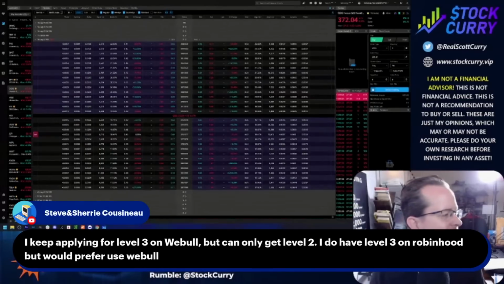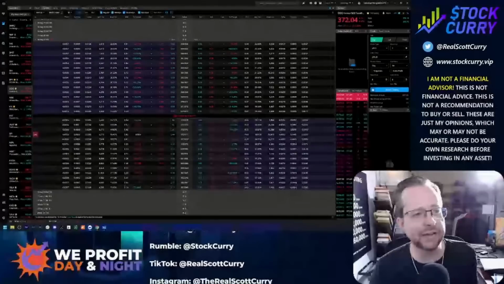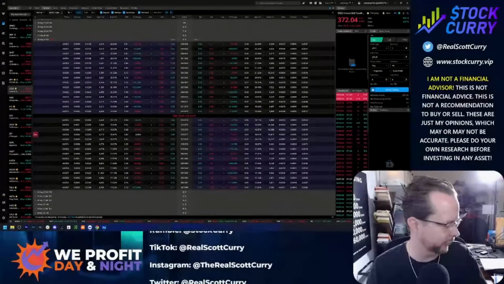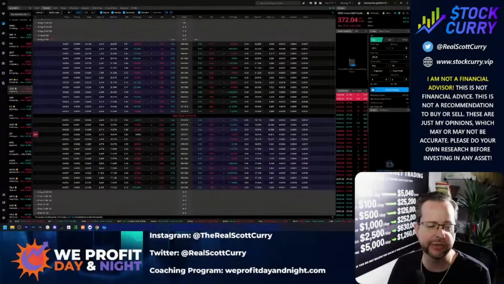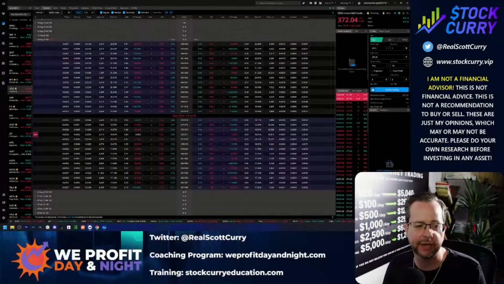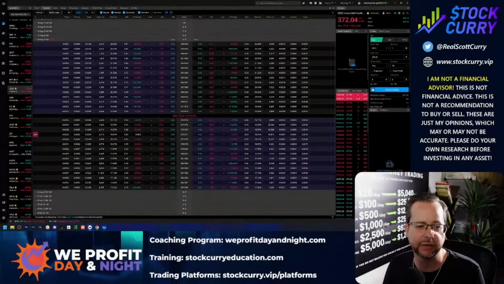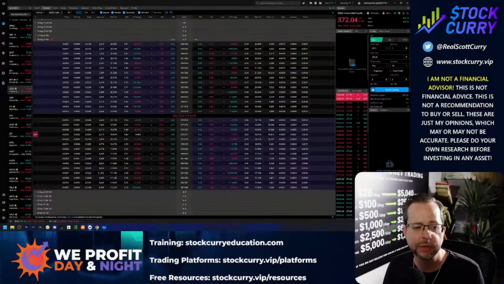You're saying you keep applying for level 3 on Webull, it only can get level 2. Yeah, you generally have to have a little bit of experience to trade options. So if you're not getting it, just let them know you've got more experience and do the training on Webull, and they'll usually approve it at that point.